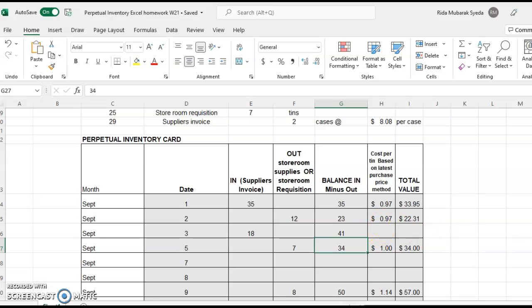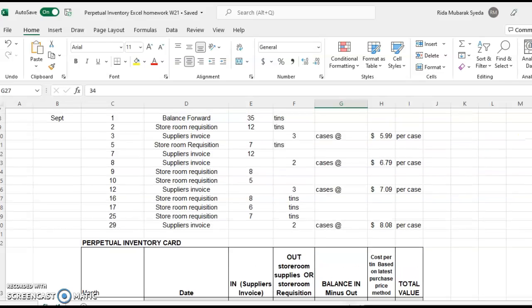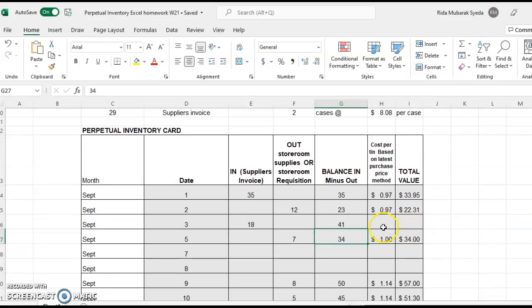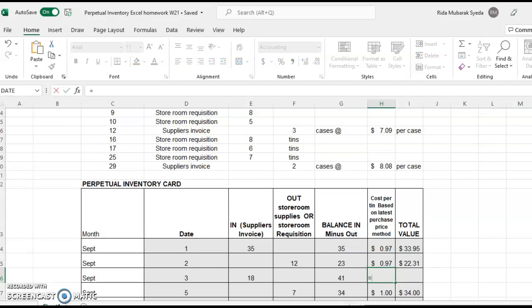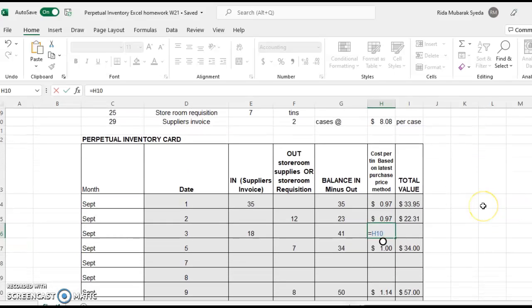And now since we have a purchase price, it says 5.99 per case, so we need to figure out how much it is per can in that case. We would need to divide 5.99 by 6, so we'll use the cell reference. So that's equal to 5.99 divided by 6, because 6 cans in one case, and we get 1 as our answer.